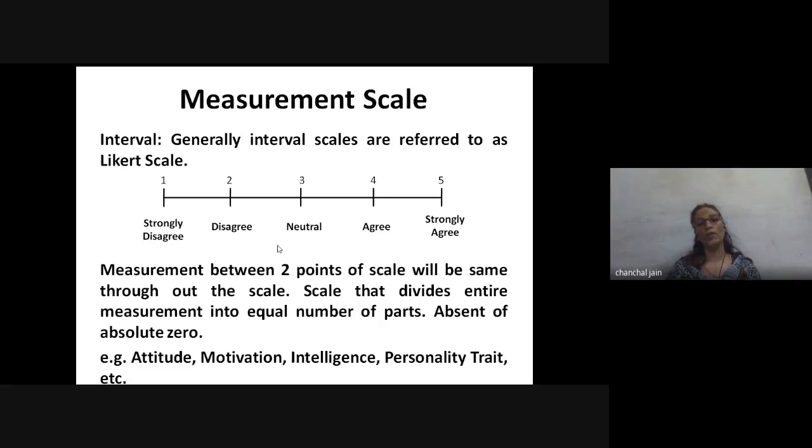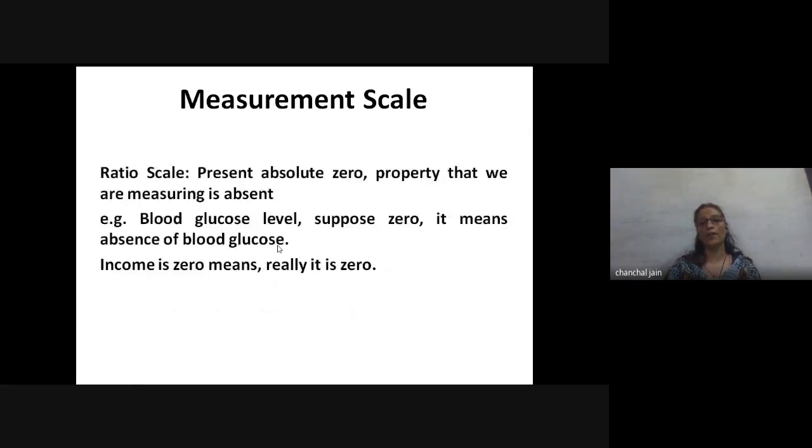But the drawback of interval scale is that there is no absolute zero. For example, if I want to measure attitude or motivation in a particular person, I won't find a person who has zero attitude or zero motivation level. So this way we can say interval scale has no absolute zero. But this drawback of interval scale can be covered in the ratio scale.